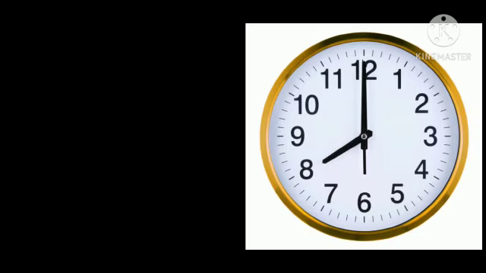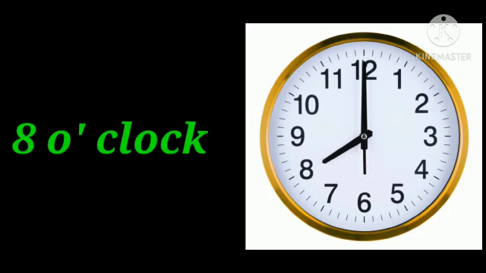So now let's revise how to write the time in hours and minutes shown in the clock. So first example, here we can see a short hand is at 8 and the long hand is at 12. This means the time is 8 o'clock. Now let's see next one.